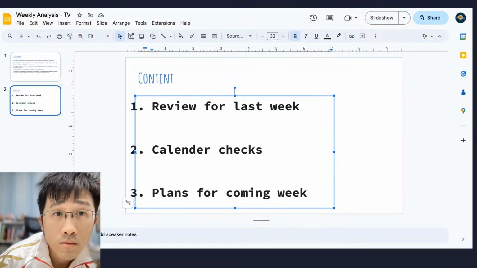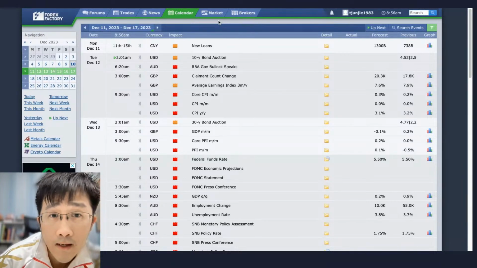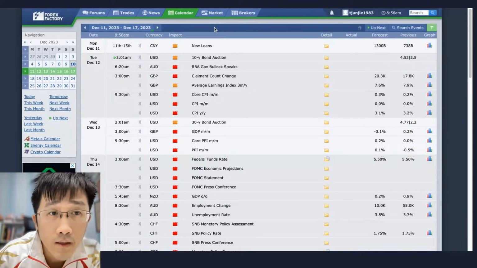Okay, so let me toggle to the calendar. Forex Factory is the one that I always use for the calendar check.